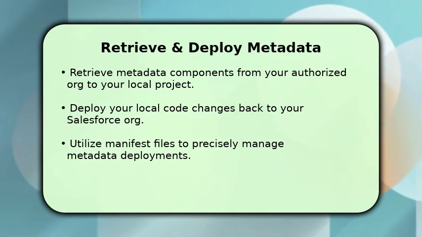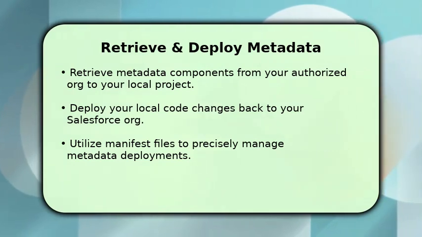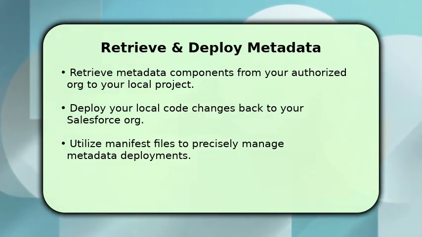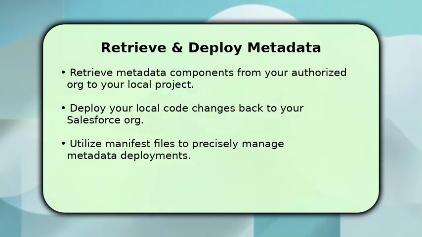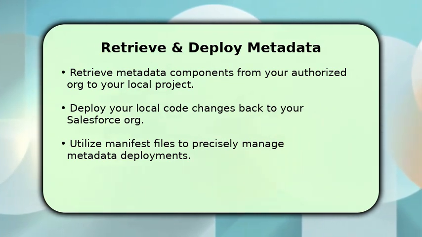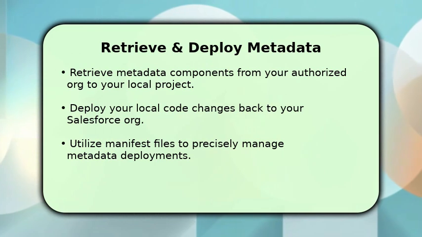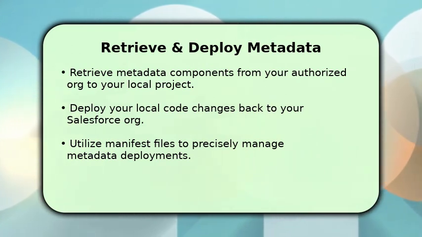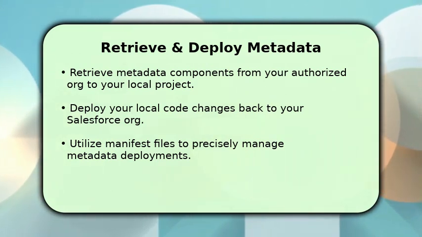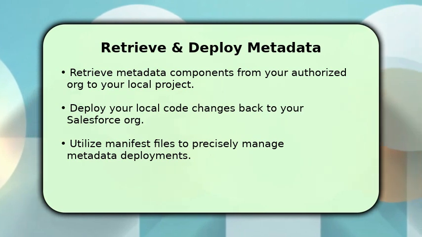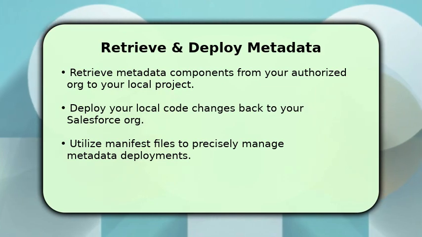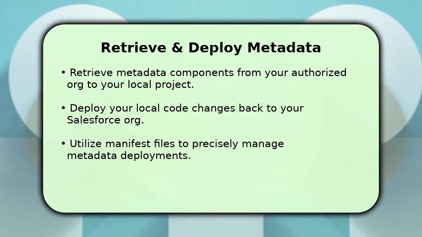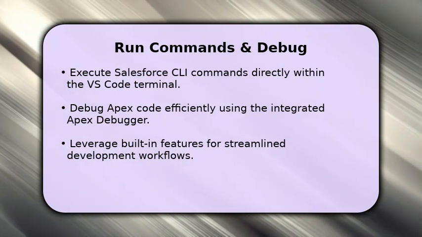With your project and org connected, you can now manage metadata. To pull existing code, retrieve metadata components from your authorized Salesforce org directly into your local project folder. After making changes, you can deploy your updated code and configurations back to the org. Use manifest files, such as the package.xml, to specify exactly which components you want to retrieve or deploy, ensuring precise control over your development.